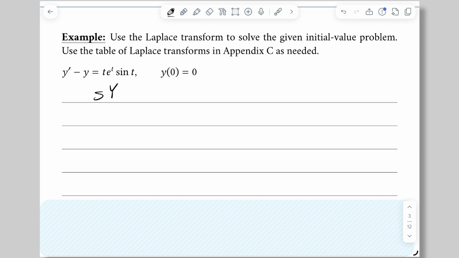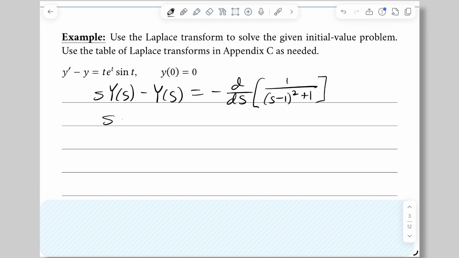Applying the Laplace transform to both sides, we get s times Y of s minus Y of s is equal to, and now we have t telling me negative derivative, e to the t is going to give me a shift of sine of t, which is what we're actually transforming. So this is the negative derivative with respect to s of 1 over the quantity of s minus 1 squared plus 1.